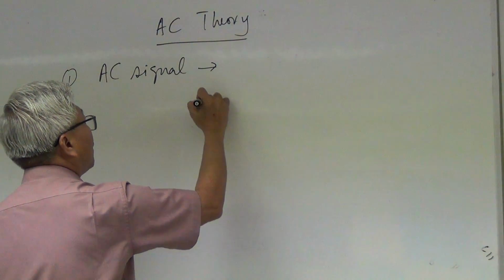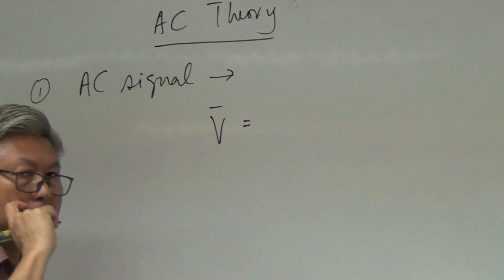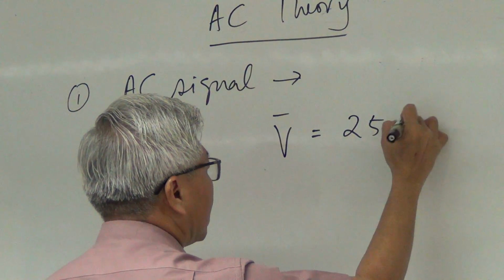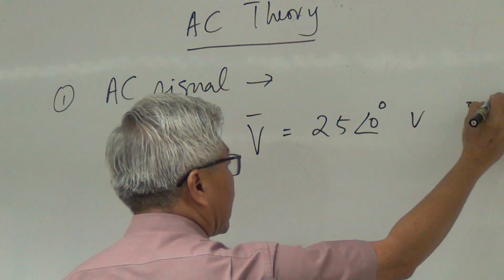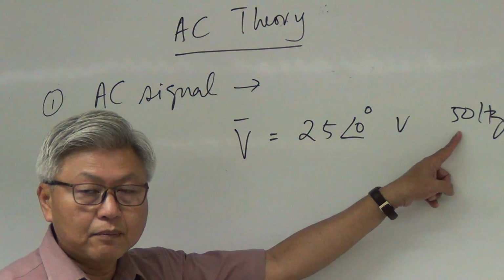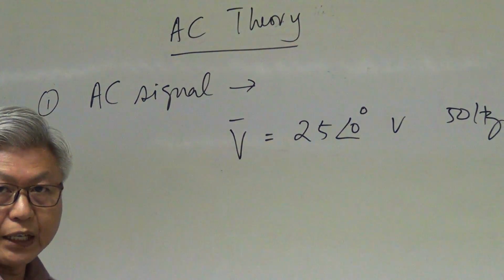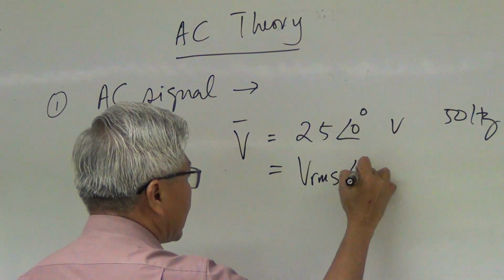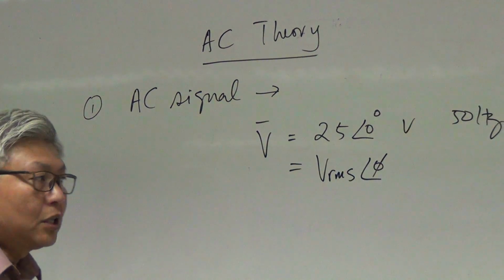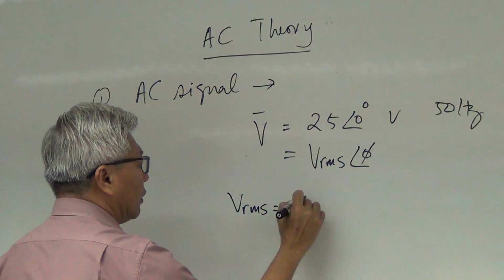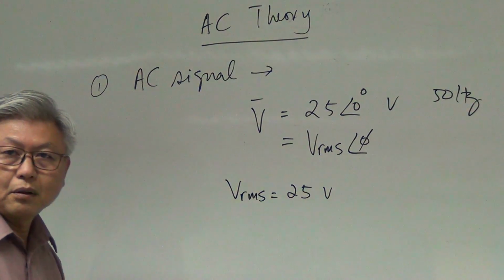If I were to give you a phasor form, in other words, the voltage, and I say this is equal to 25 angle 0 degree volts, 50 hertz, I'm saying that this sine wave has a frequency of 50 hertz. What are these two values? This is the VRMS and this is the phase angle. So from here straight away, I know that the VRMS is equal to 25 volts.